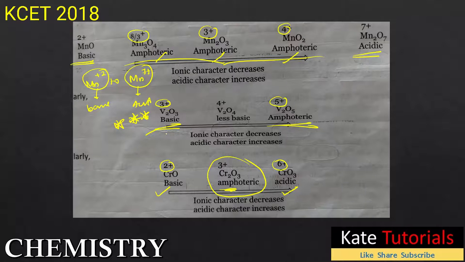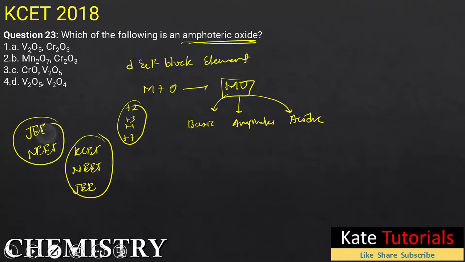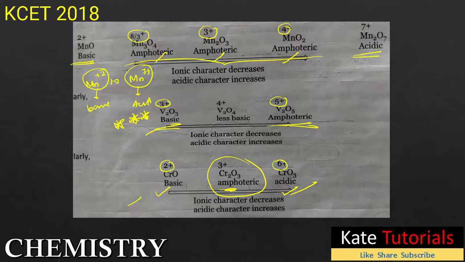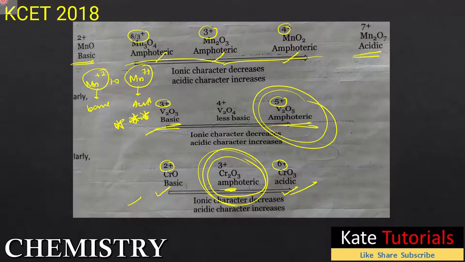Lower oxidation state is basic, higher oxidation state is amphoteric, in between will be less basic for vanadium. Whereas for manganese and chromium, lower oxidation state means basic, higher oxidation state means acidic, in between will be amphoteric. Similarly for manganese, right? So the answer for this question is V2O5 and Cr2O3 are amphoteric in nature. You can see that V2O5 is amphoteric and Cr2O3 is also amphoteric, right? So if you can make the trick and remember this, you can easily solve this question.